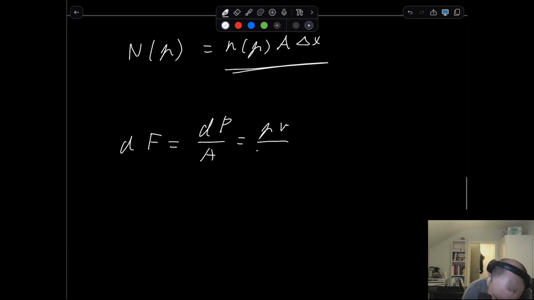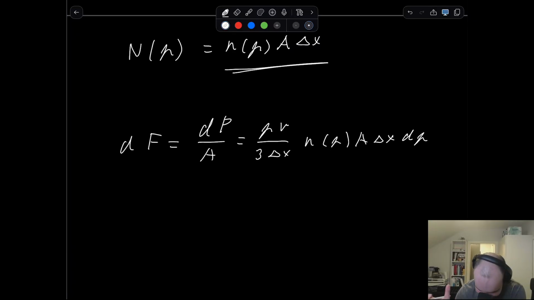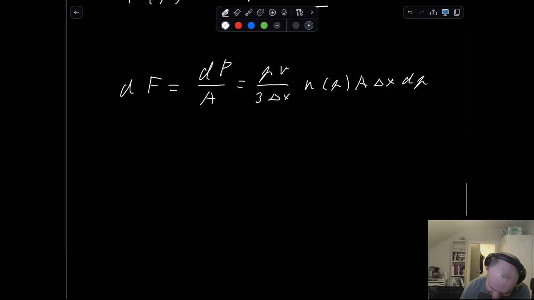Yes, I just have the force equation for one particle, and now I need the total number of particles. That's just n of p, a, n of p, and then A, and then of course delta X, and then of course we need some D, so I have dP. I need just some change here. Okay, yeah, so that should be alright. I can just get rid of delta X and delta X.